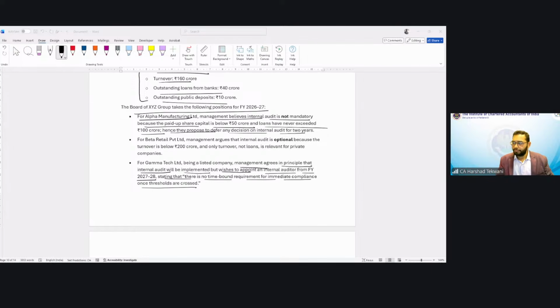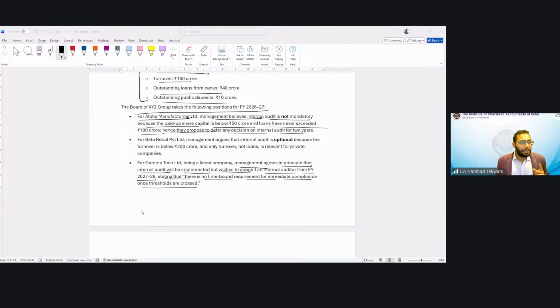Okay. So immediately. Once they cross, immediately, correct? Yes, sir. From the financial year 2026-27, it is applicable. Okay. Sir, and within 6 months time? No need to check that threshold. So someone was saying 6 months. I think Geeta, you were saying 6 months, correct? Yeah, sir. Yes, sir.